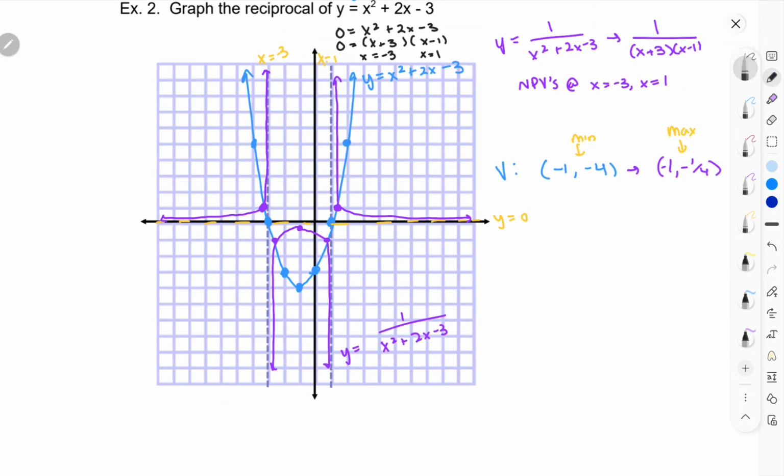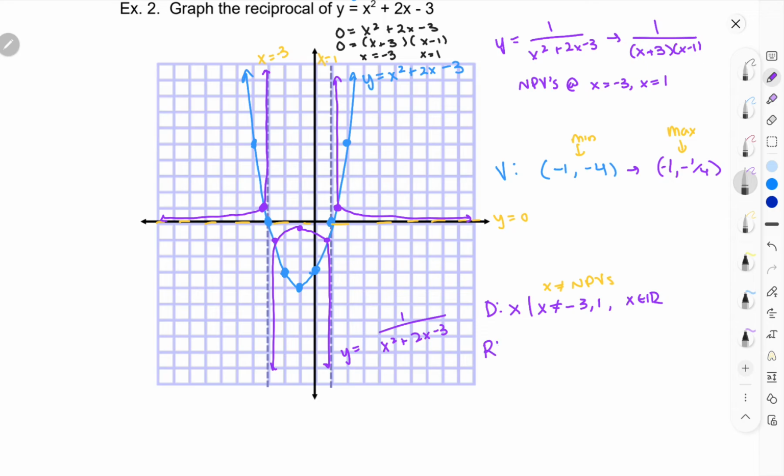For practice, let's state the domain and range again of this thing. So the domain would be x such that x is not my NPVs. And that's how it's always going to be. x is not NPVs. So in this case, I say x is not negative 3 and positive 1, but it is everything else.